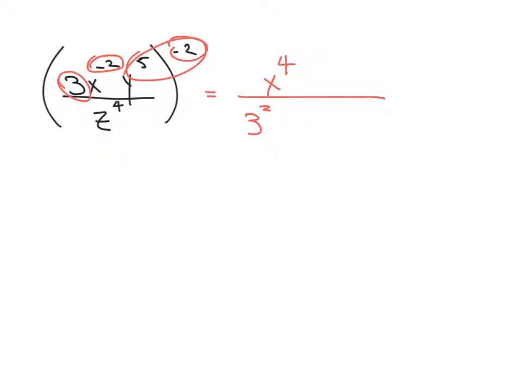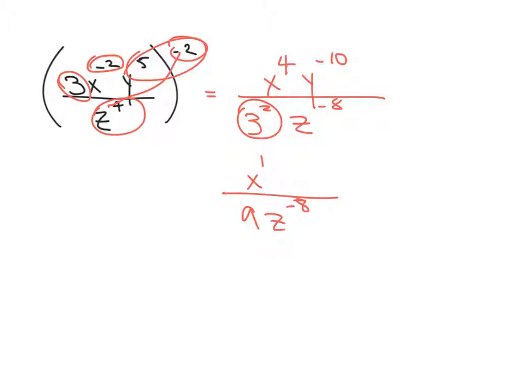Then we take the 5, and then we look down here. 4 times negative 2 is z to the negative 8. And if we want to switch things around, we could make everything positive, but that's not what they're asking us to do here. But let's at least take the 3 squared and make that a 9. And on the top we have x to the 4th, y to the negative 10.